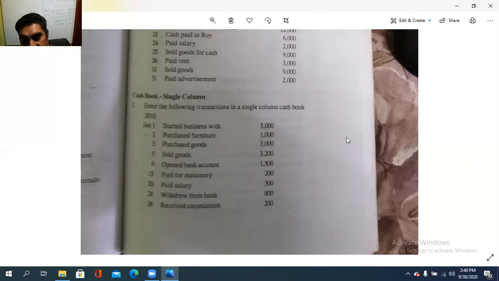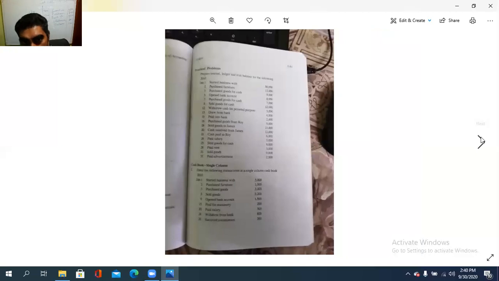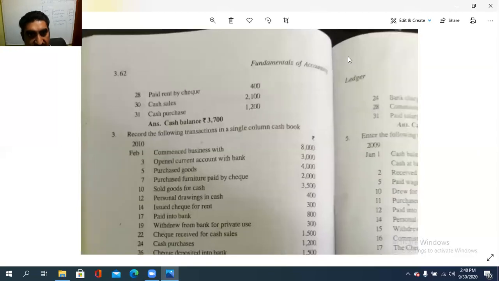That is receiving what? Cash, isn't it? Paid rent by check. Check received means cash received. So rent account debtor to cash. So or rent account debtor to bank, same as it is 400. Cash sales, here sales, how much? 2,100. And cash purchases, so here purchase, how much? 1,200. Then take the difference.